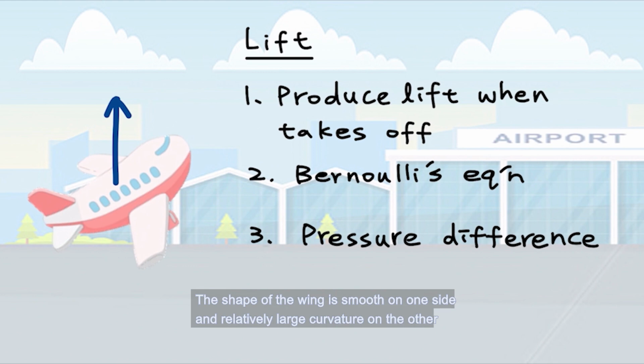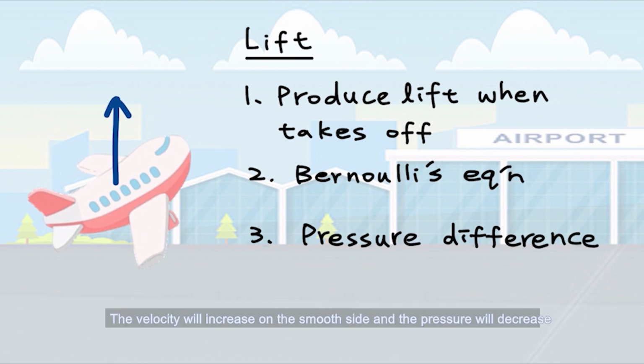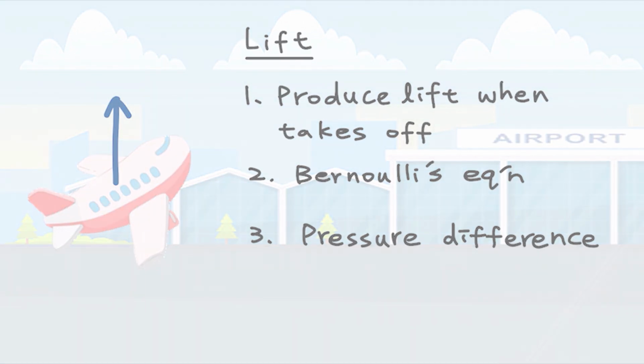The shape of the wing is smooth on the one side and relatively large curvature on the other. The velocity will increase on the smooth side and the pressure will decrease. This causes the pressure difference that lifts the airplane as it takes off.